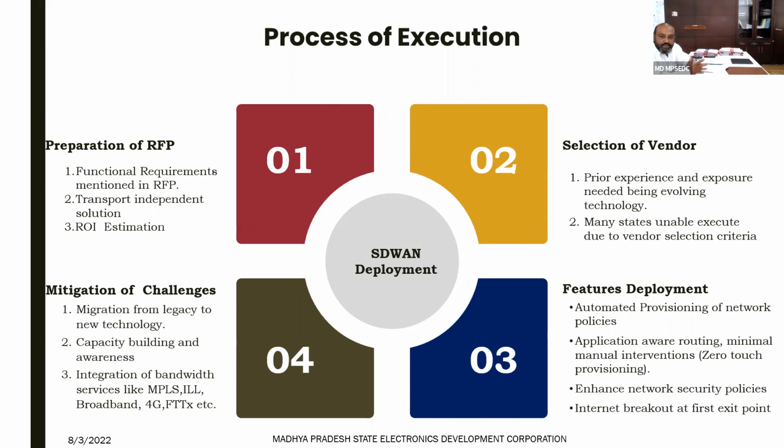Then these are some features which we have deployed. We just want to ship the box, and that is the zero touch provisioning, the security policies, and internet breakout. Earlier, in our previous architecture, I'll show you the graphical image of the architecture, internet breakout is not available in the legacy architecture. We want to give the internet at the first exit point, along with the security, so that unwanted traffic, which is not useful for the organization or for the state, does not come to the SDC and hit the SDC network.